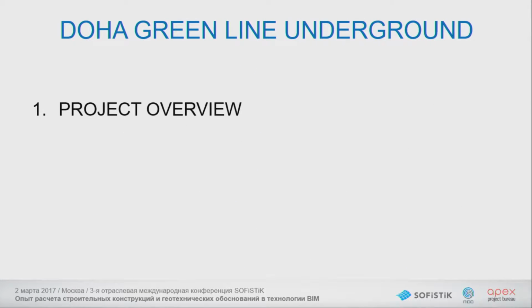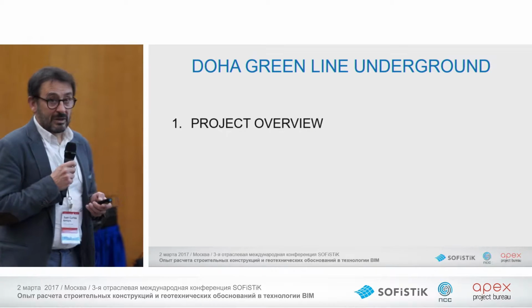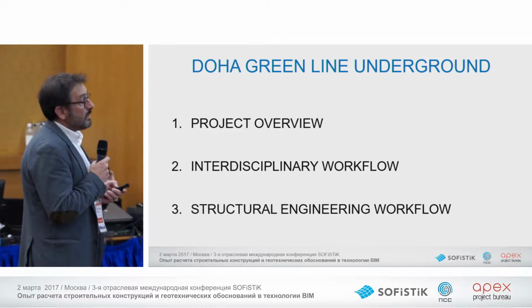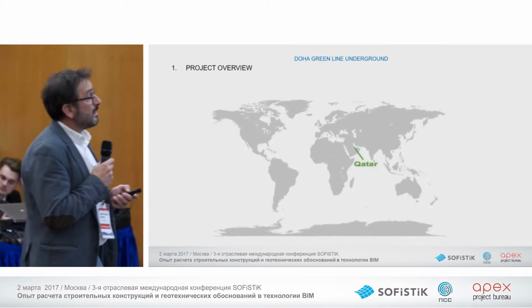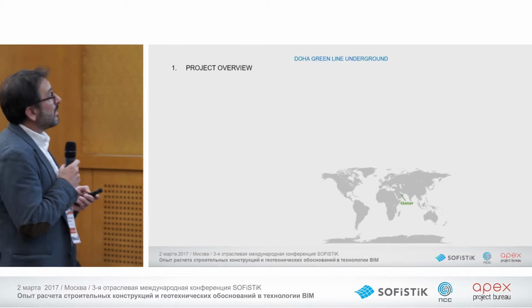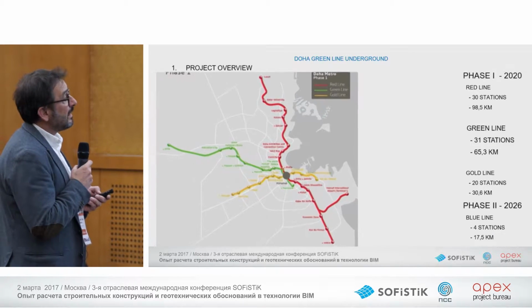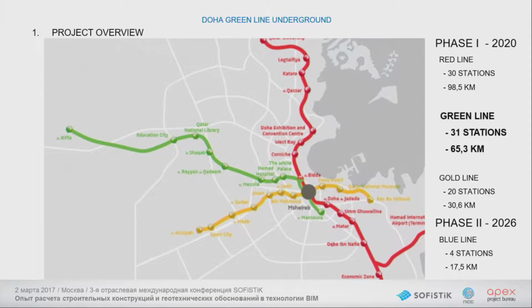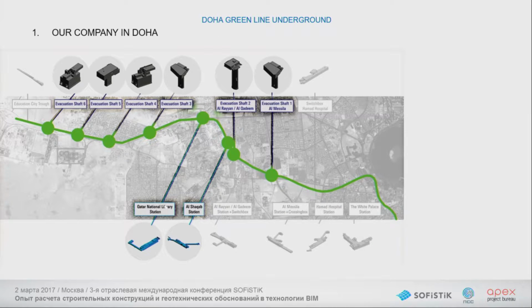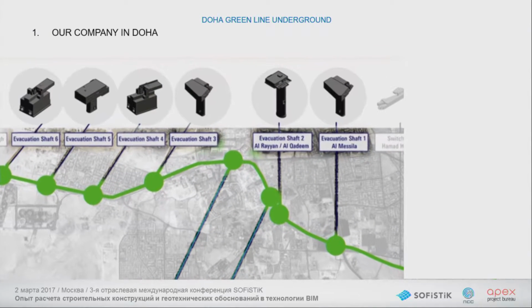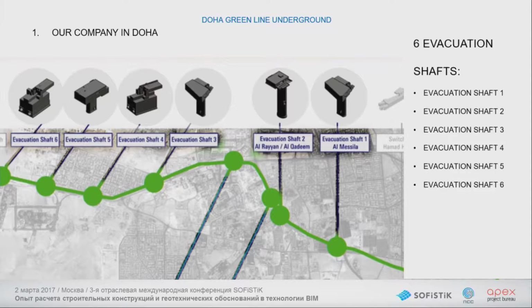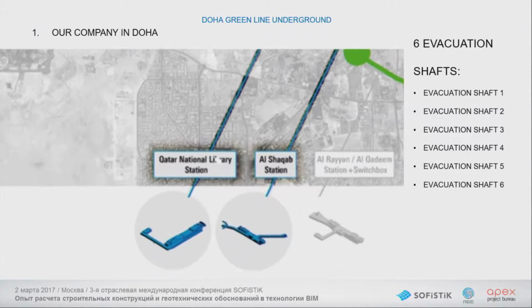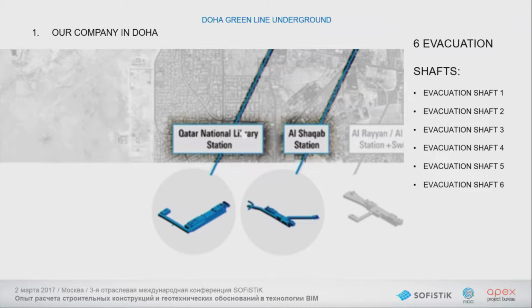The Doha line underground is another project we have designed for the same geographical area in the Middle East. We have the 3 steps too. It's in Qatar. We work in the green line. There are 31 stations. We have worked in 6 evacuation shafts and 2 stations. Evacuation shafts is that kind of construction, and the 2 stations are Qatar National Library and Al Shaqab Station.